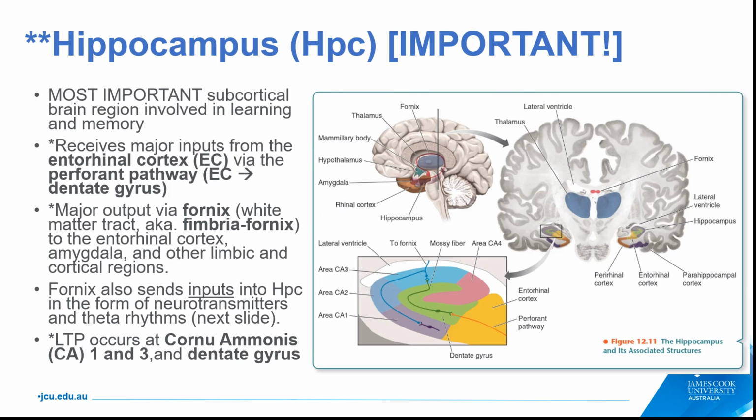The fornix also sends inputs. It's not just an output area, it's also an input area. It sends inputs into the hippocampus in the form of neurotransmitters, glutamate for instance, and theta rhythms. And then LTP occurs at CA1 and CA3, which are subregions of our hippocampus. We have four subregions.